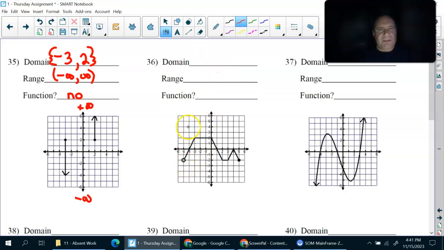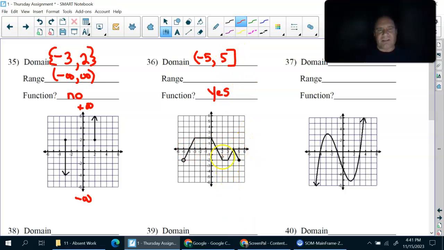The domain for this one is a little bit easier. This is a function, yes. You do a vertical line test, and it only goes through once. The leftmost part of the graph is -5, so we're going to put a -5 here. It's an open circle, so we're going to put a parenthesis, then a comma. The rightmost part of the graph is 5, so we're going to put a bracket because it's a closed circle.